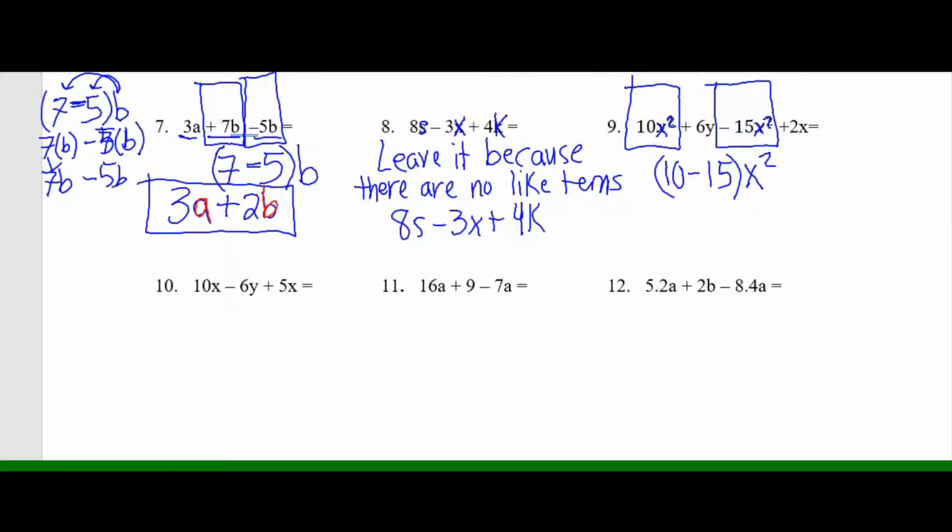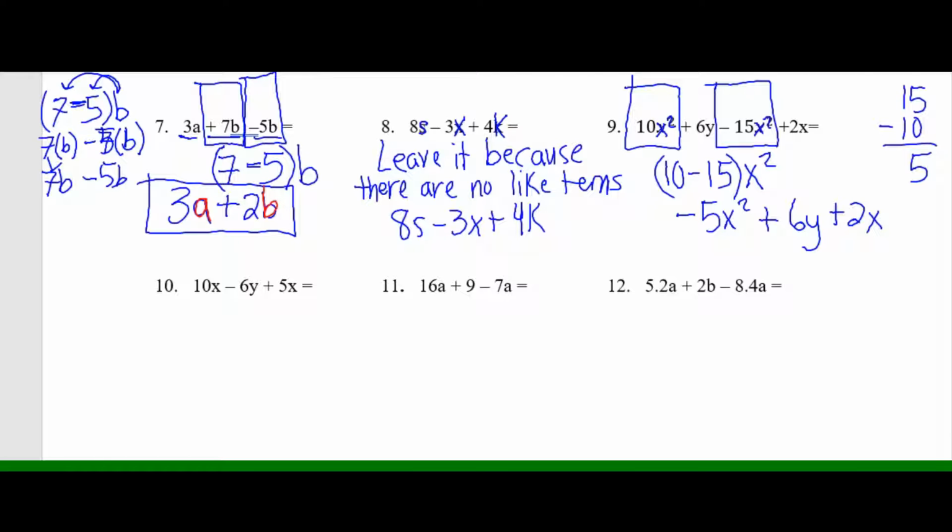10 minus 15, I'm going to write that. I know that I should end up with a negative number because 10 is smaller than 15. Then I'm going to find out what number I should write on the side. So I'm going to write 15 minus 10. Find the difference of the absolute values of the two numbers. 15 minus 10 is 5. So I know that 10 minus 15 is going to be negative 5 times x squared. And then I'm going to keep the plus 6 times y and keep the plus 2 times x. And that's my final answer.